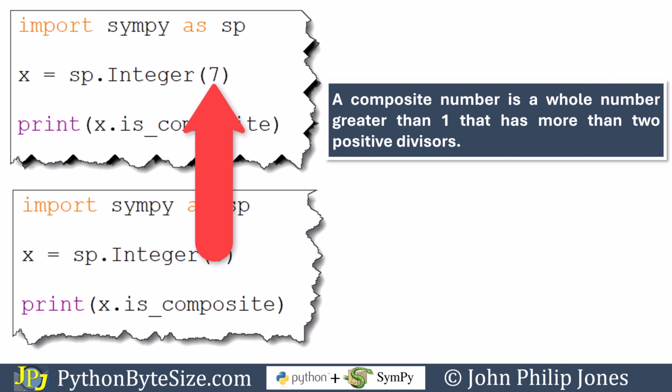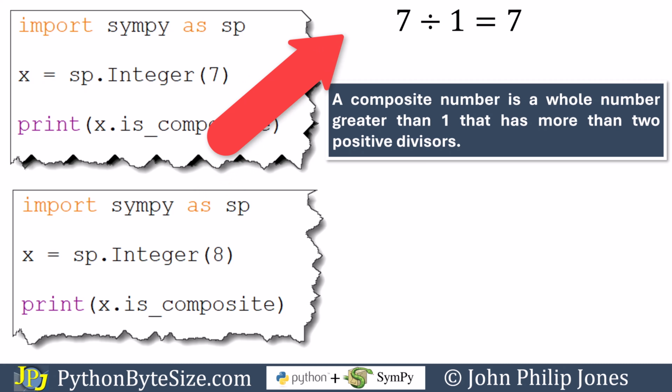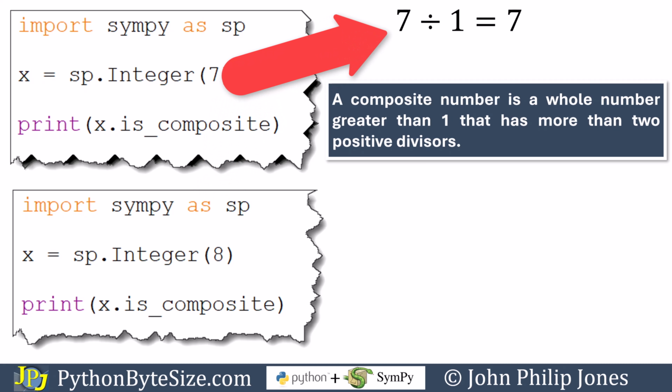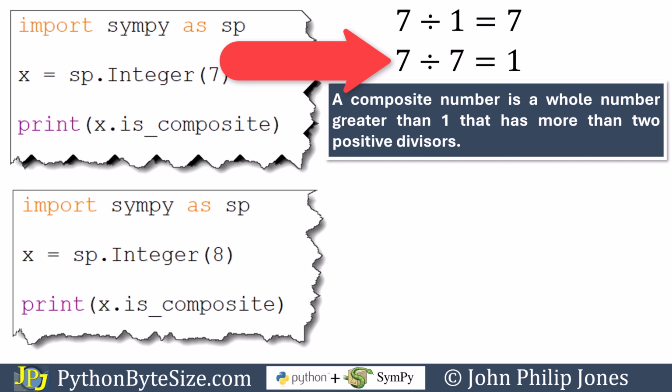So just to remind you, let's take a look at the 7, and you can see it can be divided by 1. We can also take 7 and divide it by 7. So we only have two numbers that will divide into 7 to give us a whole number result. Consequently, we know 7 is a prime number and therefore not a composite number.